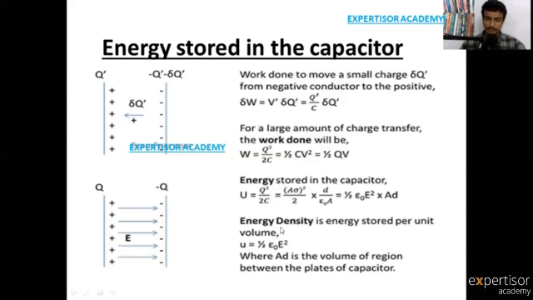So what is the meaning of energy density? Energy stored per unit volume. So here U is equal to half epsilon naught E square, where A d is the volume of the region between the plates of the capacitor. So that volume is unit. Unit means 1. So this is the energy stored in the capacitor.